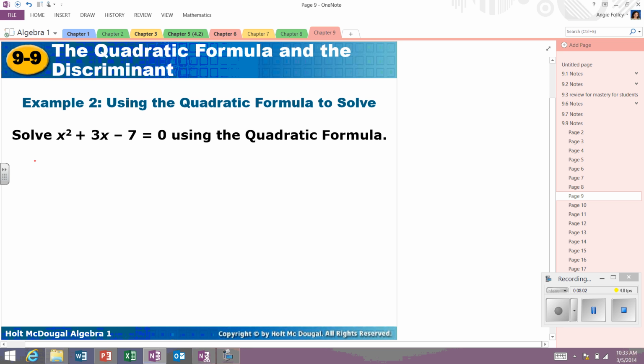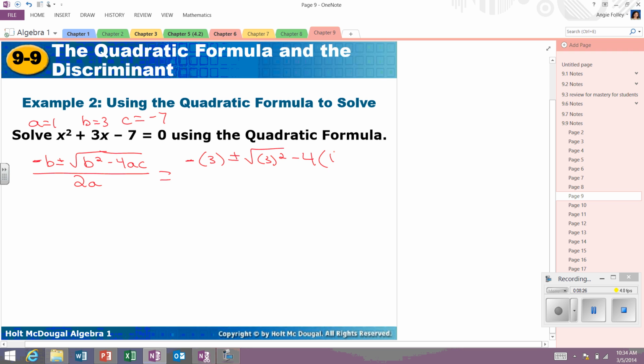So we've got negative b plus or minus square root of b squared minus 4ac. Make sure that radical sign goes all the way over, all over 2a. So I've got a equals 1, b equals 3, and c equals negative 7. So I'm going to plug those in. So negative b plus or minus the square root of b squared minus 4 times 1 times negative 7 all over 2 times a, which is 1. So I'm going to simplify that.